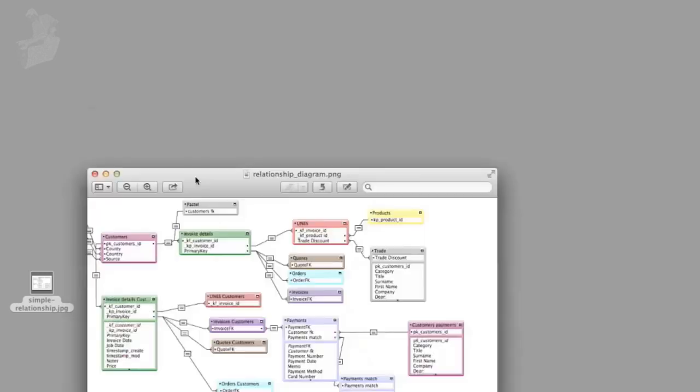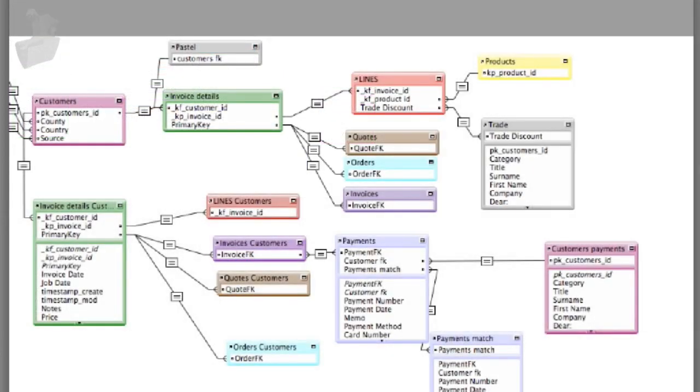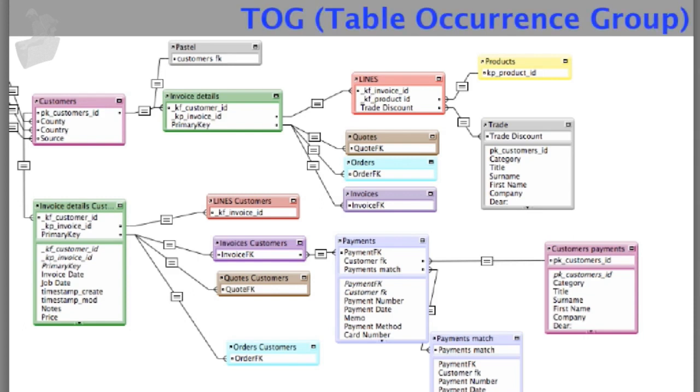Relational diagrams can get more crazy and complicated, and rapidly they can grow out of control. Here's a little screenshot of a relational diagram that's kind of running amok. And this one's actually not too bad yet, but I've seen some that are really ugly. Now notice, this is one giant table occurrence group. And table occurrence groups ideally should be kept somewhat small and cuddly.